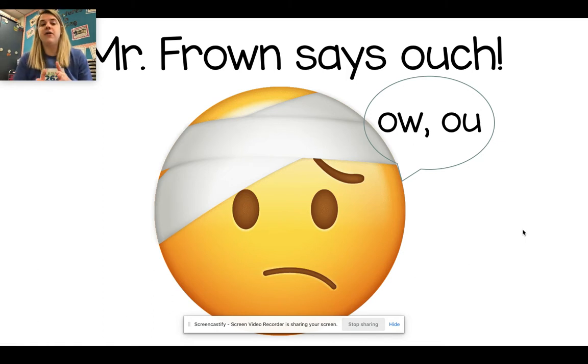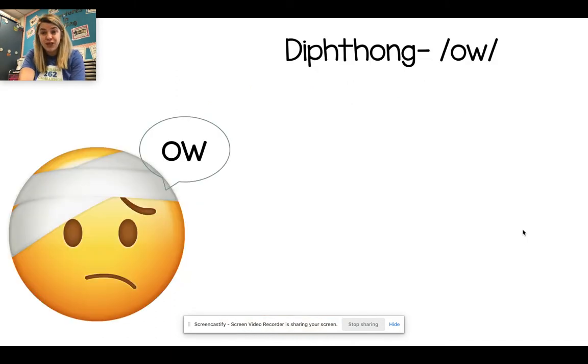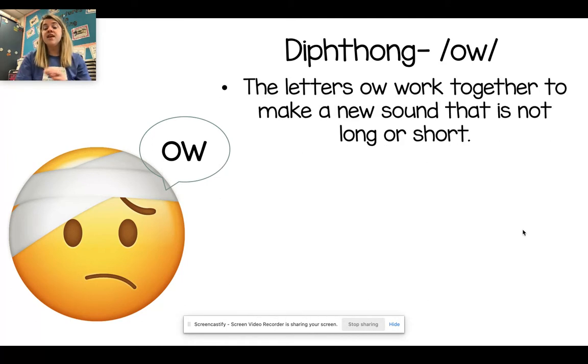All right, let's learn. Yesterday, we talked about the diphthong OU and how it can be used at the beginning or the middle of a word. So today we're going to look at the diphthong OW, all right? And we're going to learn the rule about when do we use it and what does OW say, all right? So here we go. The letters OW work together to make a new sound that is not long or short. All right, let's look at this. I want you to be paying attention to where do you see the letters OW in these words.